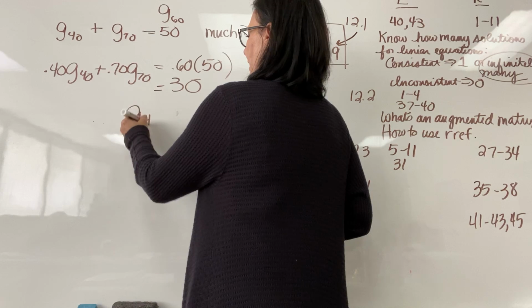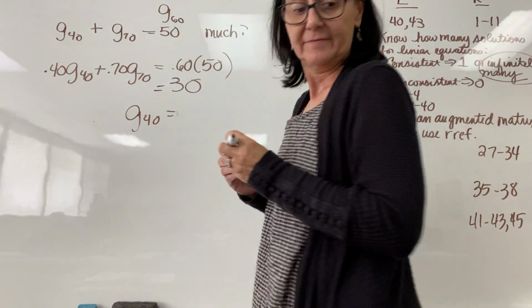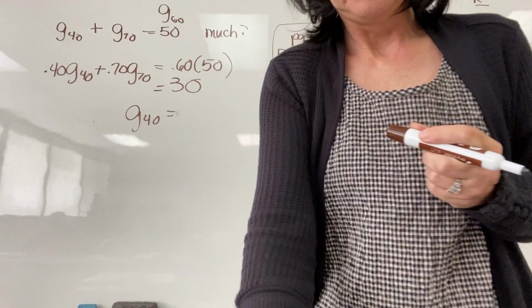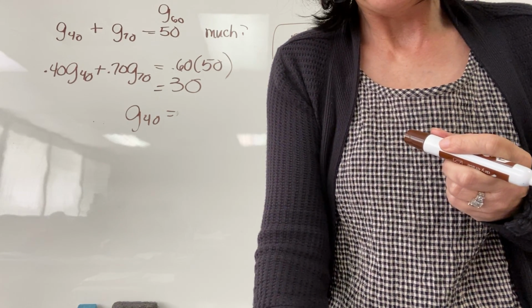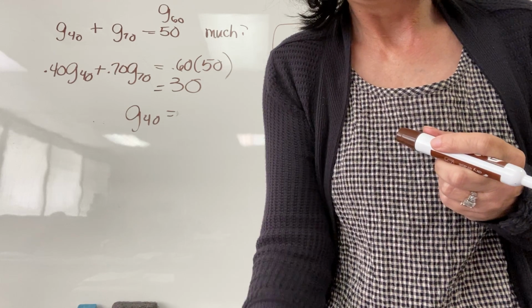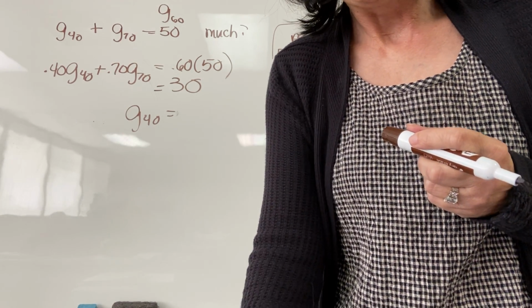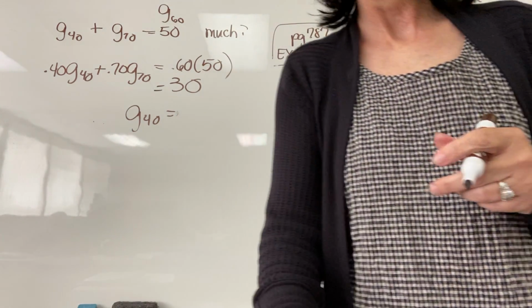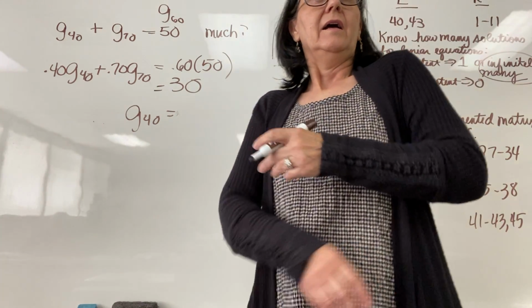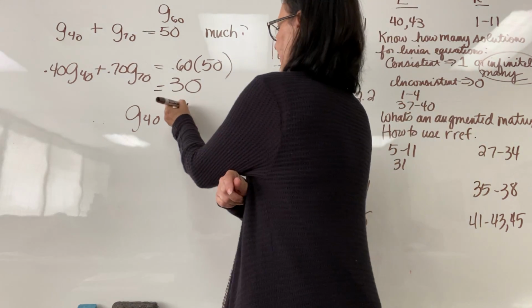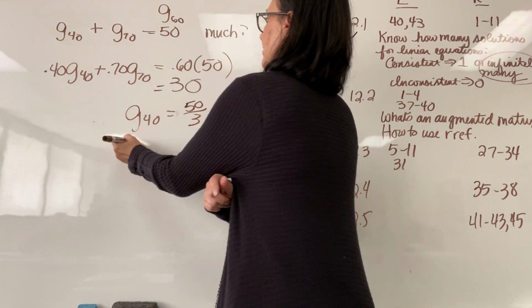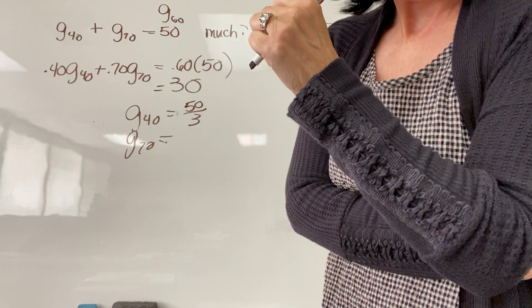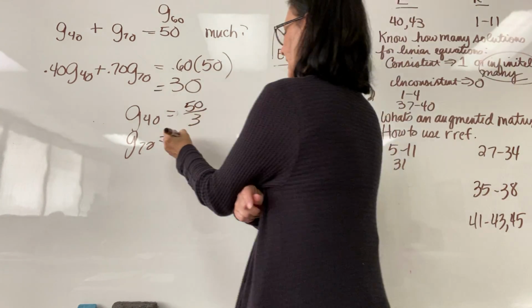How much gold 40? I got 16.6. Mine is fractions. I got 50 over 3 because mine's in fraction. I bet that's the same. What's the gold 70? 33.3. Yes, that's 100 over 3.